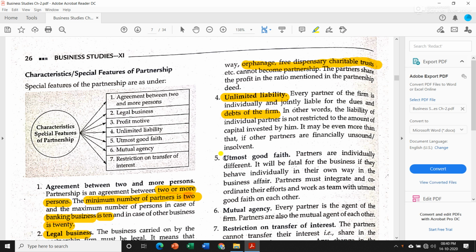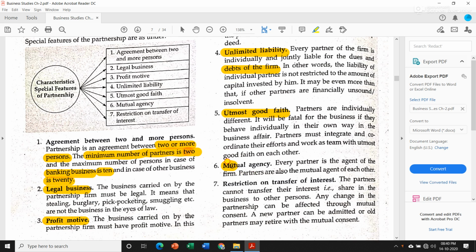The next is utmost good faith. Partners are individually different, means we all know all people are not the same. Different people have different opinions, so they have different mindsets and all. But in partnership they should have good faith, means they should be devoted towards the firm. They should not think about their individual interest, rather they should unanimously take decisions which will be beneficial for the partnership firm.